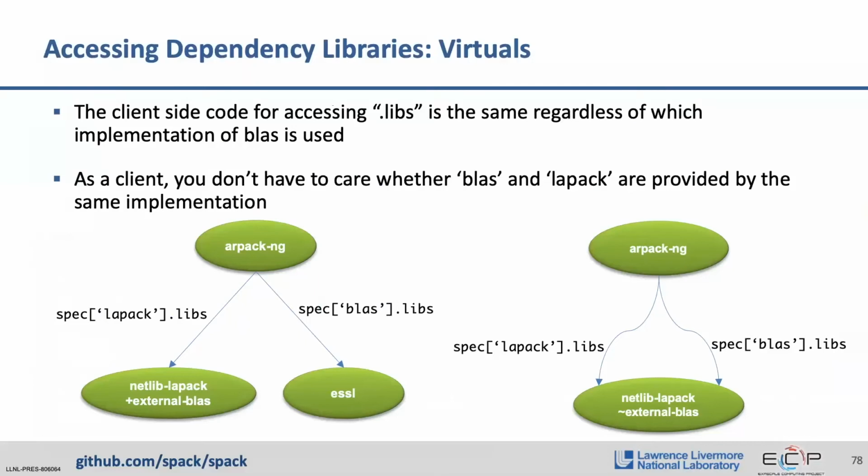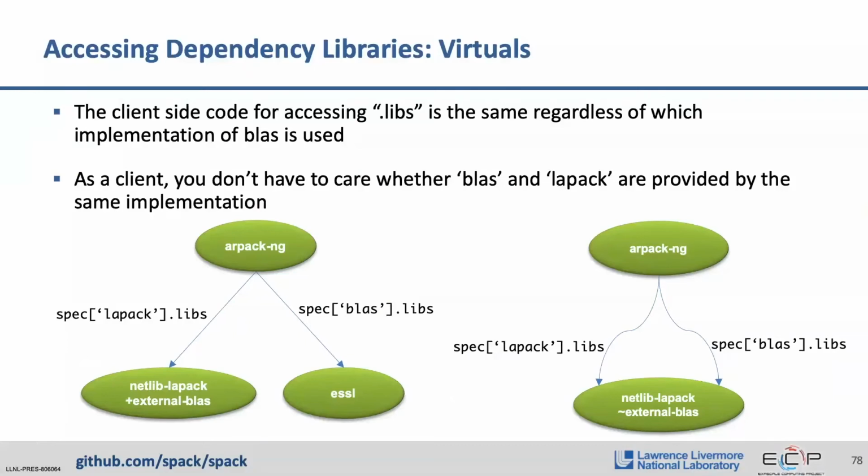Over here, rpack might be built with netlib LAPACK minus external BLAS, which is an option, which means that netlib LAPACK is going to have its own BLAS built in. And so now you don't have ESSL in there. You just have netlib LAPACK, which is providing both LAPACK and BLAS. But the code in your package can be the same. You can basically say spec sub lapack dot libs, and it says, oh, well, netlib LAPACK is providing the LAPACK interface, I'll return the LAPACK libs. And you can say spec sub blas dot libs, and in that case it says netlib LAPACK is the BLAS provider, and it'll return the BLAS libraries.